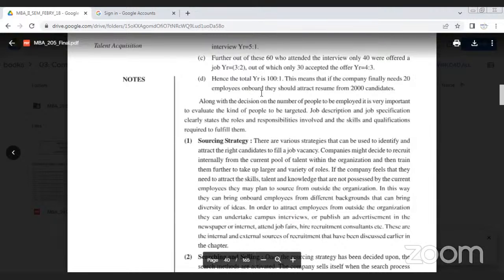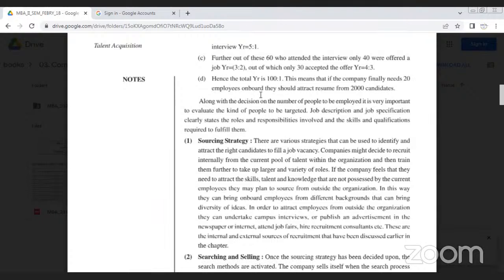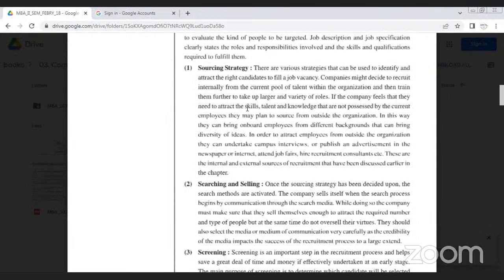Along with the decision on the number of people to be employed, it is very important to evaluate the quality of people to be recruited. Job descriptions and job specifications clearly state the roles and responsibilities involved and the skills and qualifications required to fulfill them. Sourcing strategy. There are various strategies that can be used to identify and attract the right candidates to fill a job vacancy. Companies might decide to recruit internally from the current pool of talent within their organizations, and then train them further to take up a larger variety of roles.